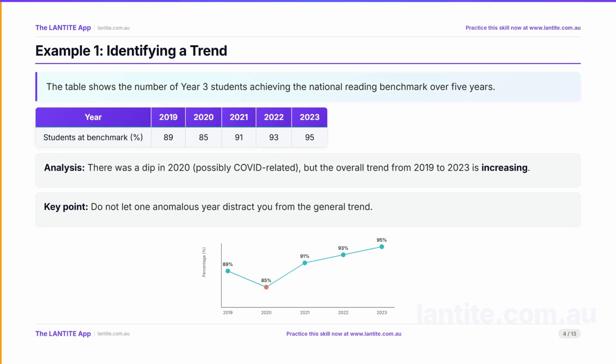Let's look at an example. The percentage of Year 3 students meeting the reading benchmark went from 89% in 2019, dipped to 85% in 2020, then rose to 91, 93, and 95%. The overall trend is increasing, even though there was a dip in 2020. On the LANTITE, do not get distracted by one anomalous data point. Look at the overall direction.